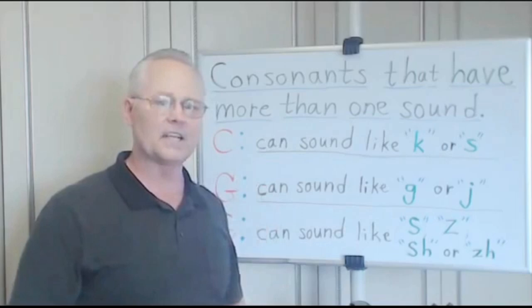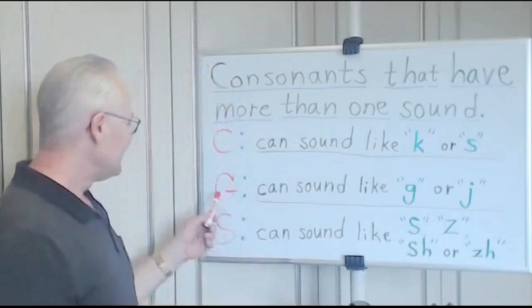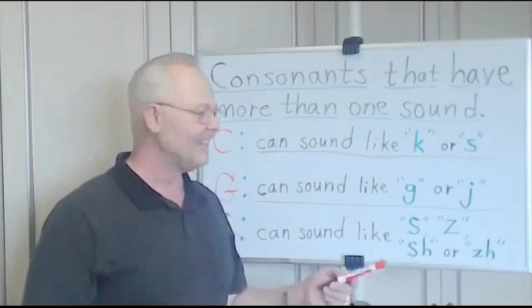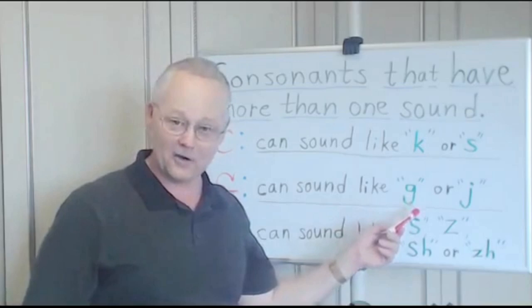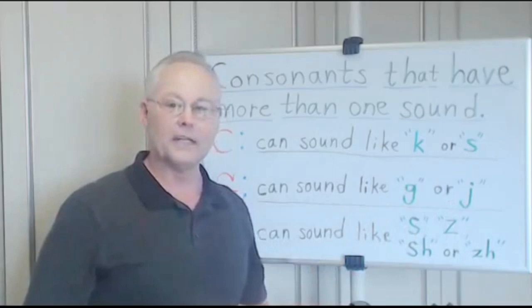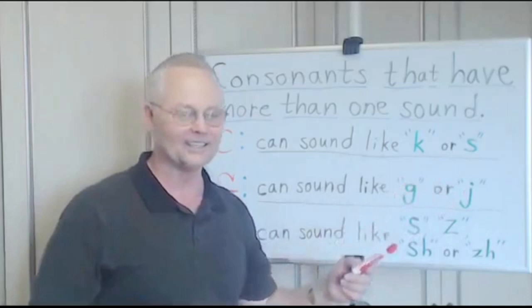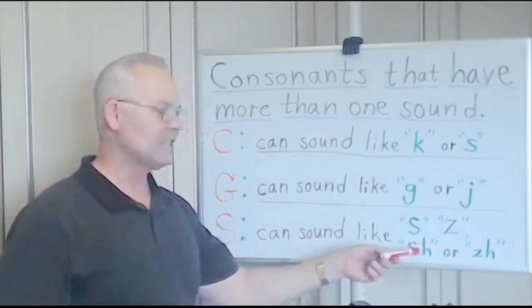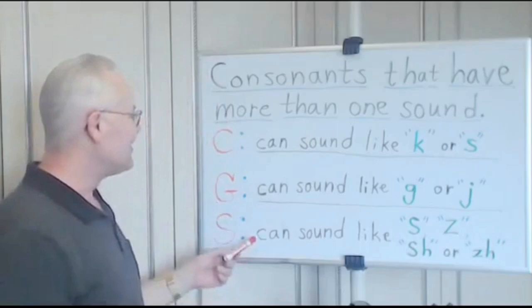We'll find out soon. G can sound like G or J. G is g. J, ja, ja, ja. So think of the names Gary, G-A-R-Y. You could think of the name Jerry, J-E-R-R-Y. Gotcha. S can sound like S, Z, or Sh. Okay? So what we're going to do is look at each one of these letters with some example words for you. All right?